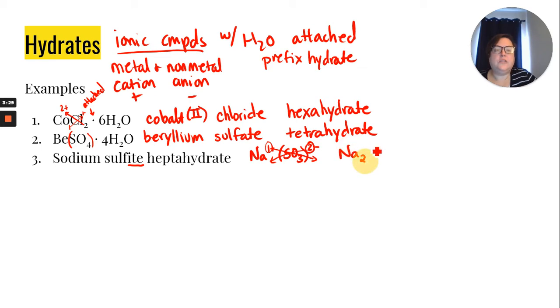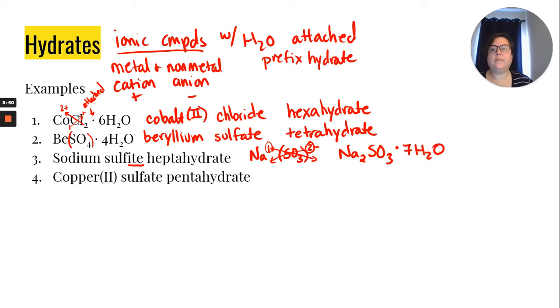So we have Na2SO3 dot, so we can show the number of waters attached, and then we look at the prefix in front of hydrate, hepta. Hepta is 7, so we have 7 waters. So Na2SO3 7 H2O. Let's look at one more.